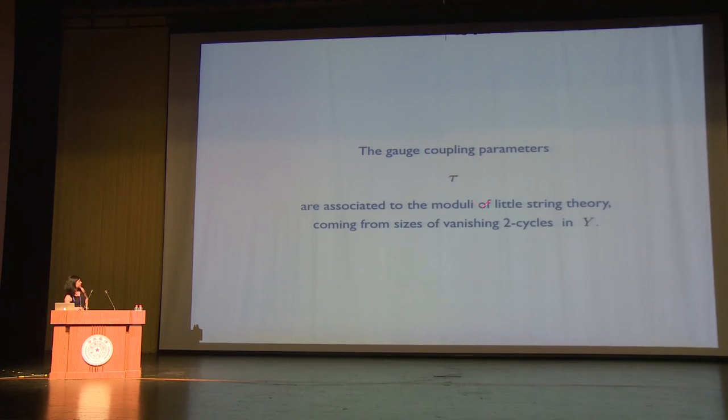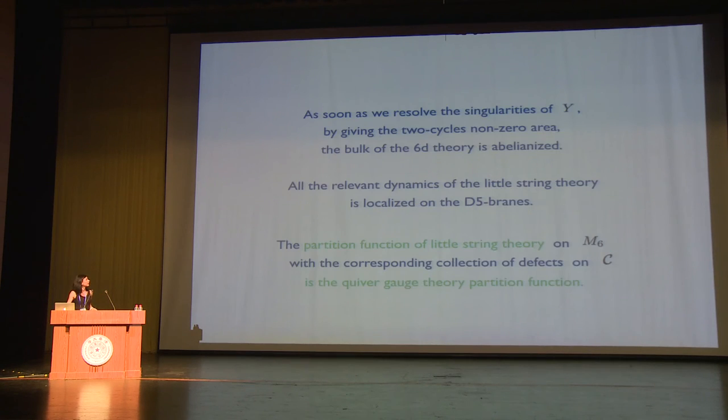The gauge coupling parameters are associated to moduli of little string theory that come from sizes of vanishing two-cycles in Y. Now, as soon as we resolve the singularities of Y by giving two-cycles non-zero area, the bulk of the 6D theory is abelianized. All the relevant dynamics of the theory end up localized on the D-branes. Consequently, the partition function of little string in this background with the corresponding collection of defects is the quiver gauge theory partition function, the partition function of the gauge theory on the branes.